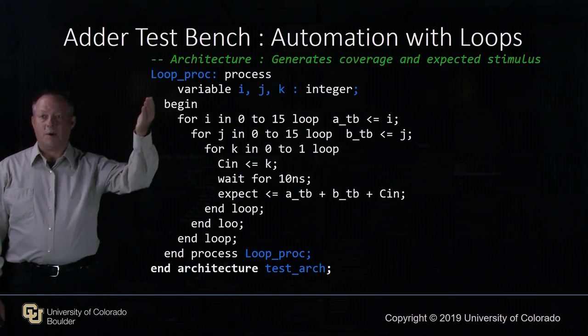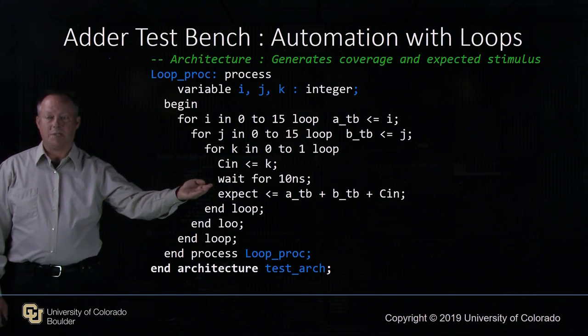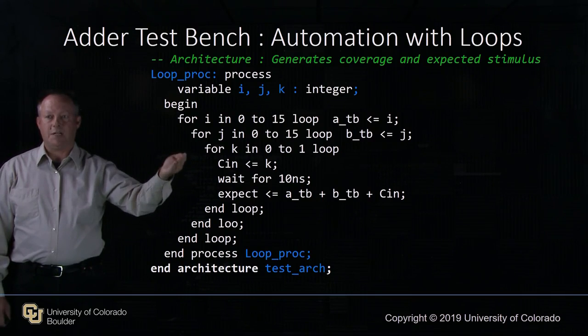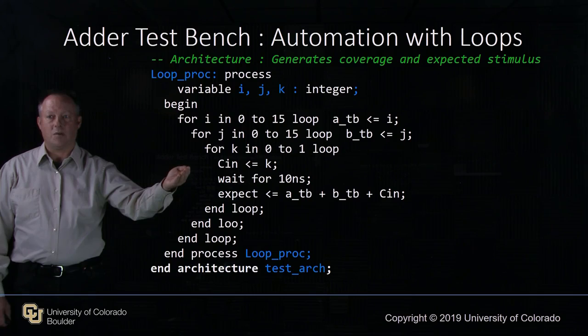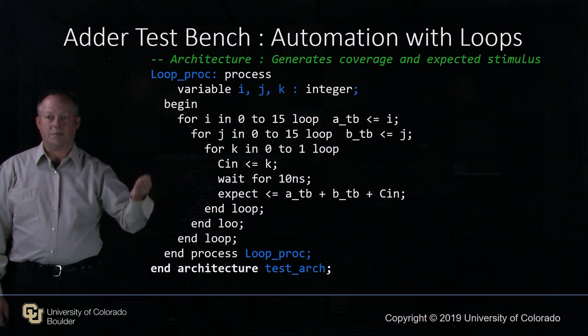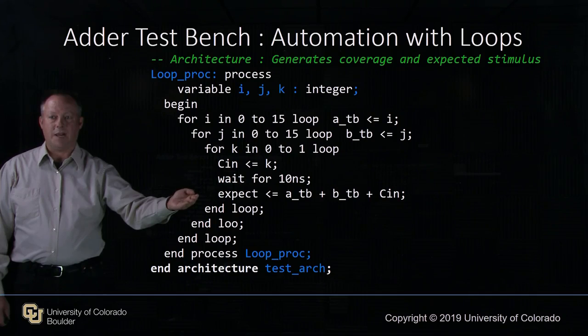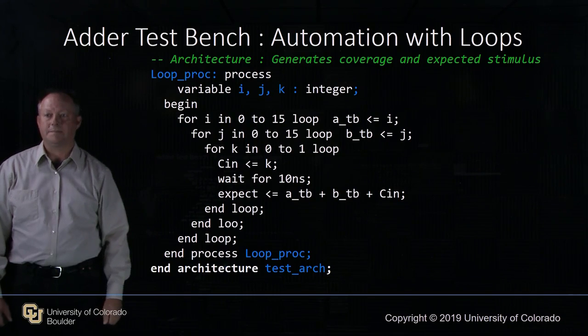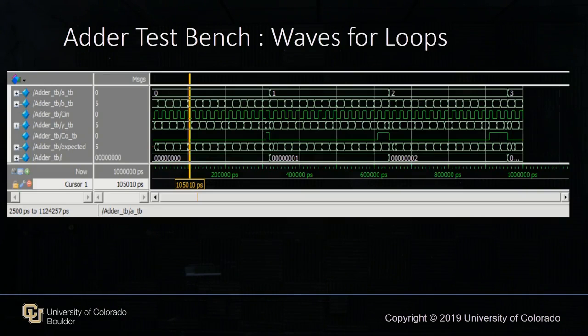Rather than hand generating a set of waves, here we'll create each time tick, wait for 10 nanoseconds, and create a large loop. I, 0 to 15, J, 0 to 15, K, 0 to 1, so that we cover all possible stimulus values and provide our expected value of A plus B plus carry in and compare each time. So now we've got more coverage by creating an automated loop. And here's what the waves look like. We've got our A's toggling, B's toggling, and carry in toggling with our expected compare values going to the output.